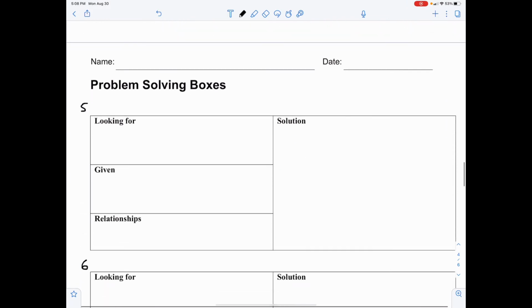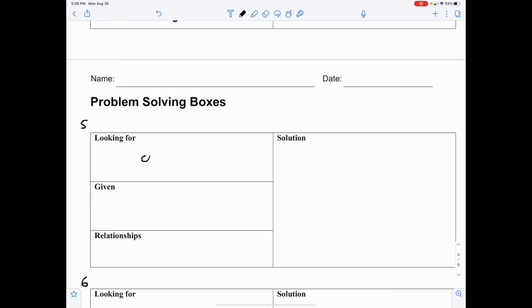But let's take a look at number 5. In the problem-solving box, we're going to label D as our looking for variable. That's what we're looking for. That's our unknown. The knowns would be V, which is 16 kilometers per hour, and T, which is 15 minutes.